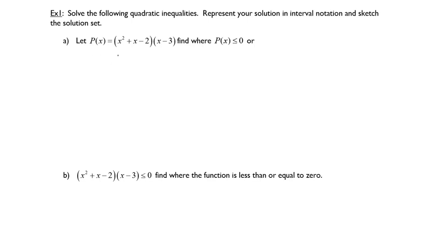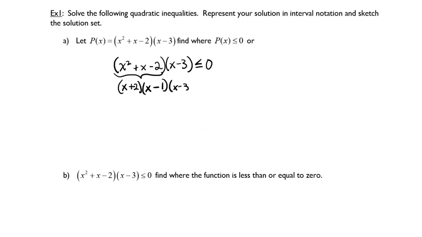Or we could think of this as (x squared plus x minus 2) times (x minus 3) is less than or equal to 0. It's already been set equal to 0, with all the factors put on one side, so we can now see if this x squared plus x minus 2 factors. It will factor to (x plus 2) times (x minus 1) times (x minus 3), and that is less than or equal to 0.